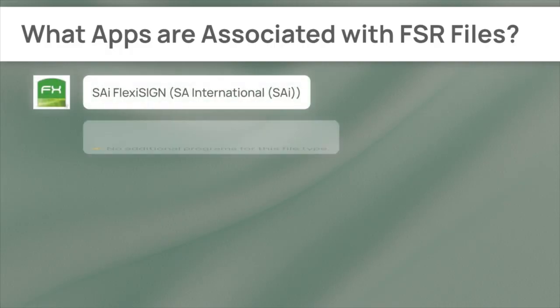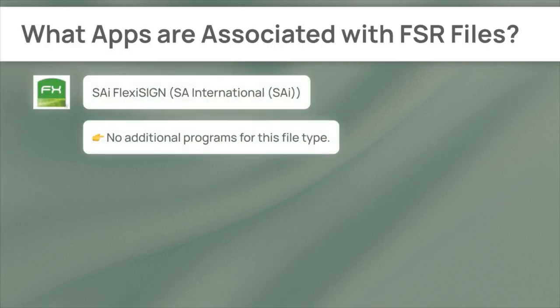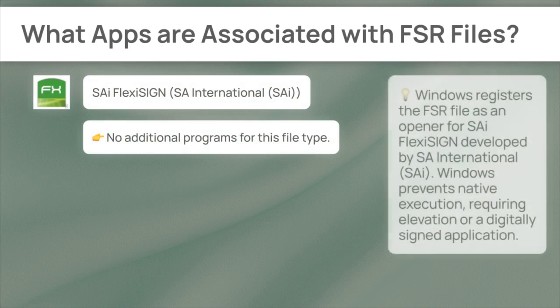The FSR file is widely endorsed for use with SAi FlexiSIGN, developed by SA International, SAi. Windows does not offer the necessary repair tools if the file header is damaged or malicious. Windows lets you open the file, but editing is risky unless you understand the configuration schema.